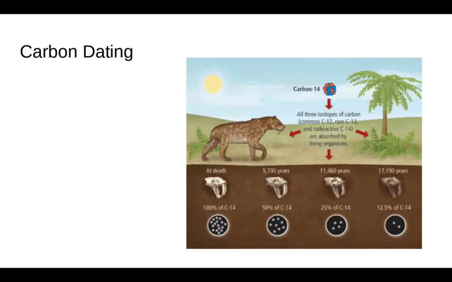How can this be useful? Actually, there's one technique which is incredibly useful and uses isotopes very effectively to determine how old an organism is. So let's say we have an organism which has died, and we want to see how old it is. We can do carbon dating.